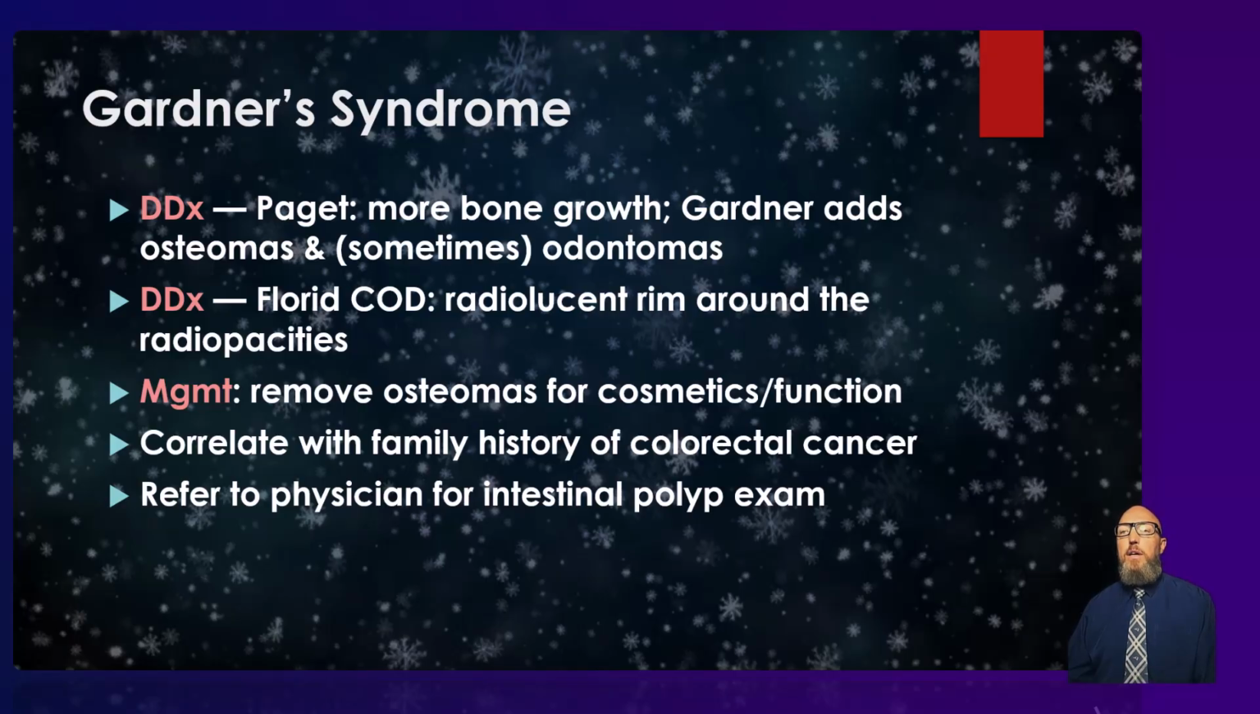So management of the osteomas themselves is straightforward. Remove them for cosmetic or functional reasons. But that's not the priority. The priority is what follows. Correlate with a family history of colorectal cancer and refer the patient to a physician for evaluation of intestinal polyps. You've identified the jaw sign. The responsibility now is to ensure the patient receives a colonoscopy.